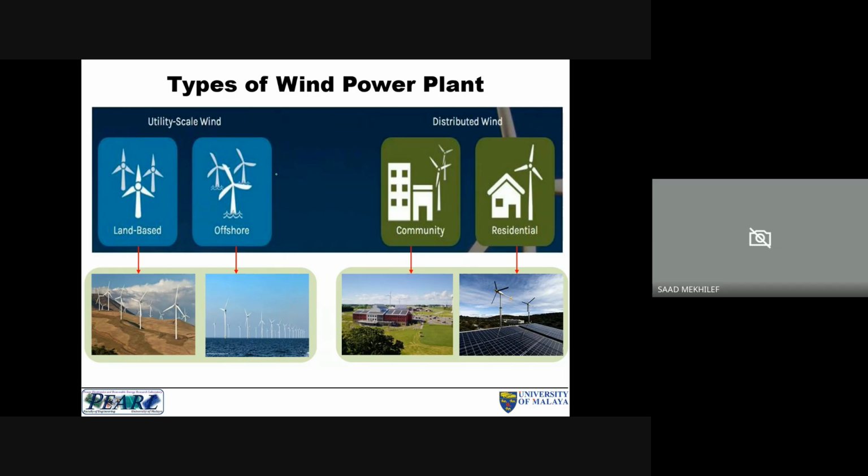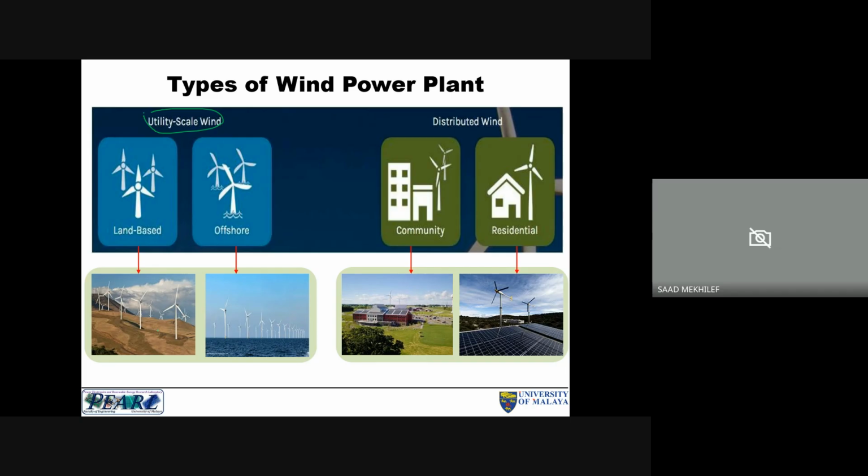As for the types, there are quite a number of microgrid wind turbines. Some of them are utility scale, most of which can be offshore and on land. The good thing about offshore is that you have a very smooth surface, so there is no friction, and the wind speed is almost constant and good. But there are other issues, for example transportation of power from these offshore wind turbines to the land, the marine life effects, and the ships' movements. So there are other issues.